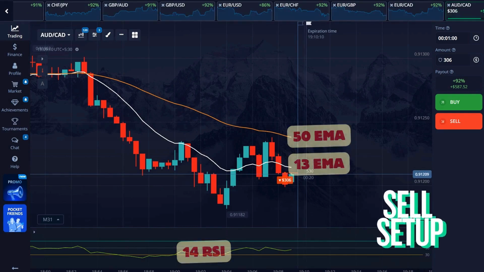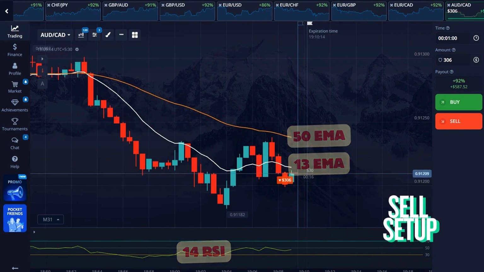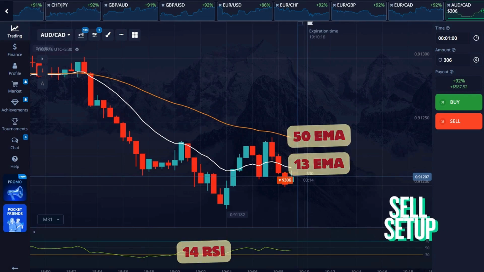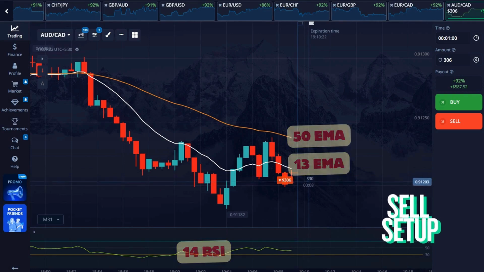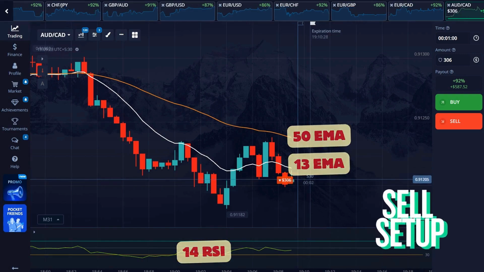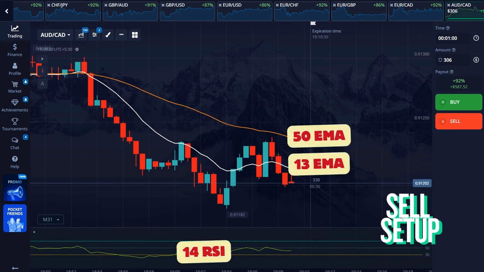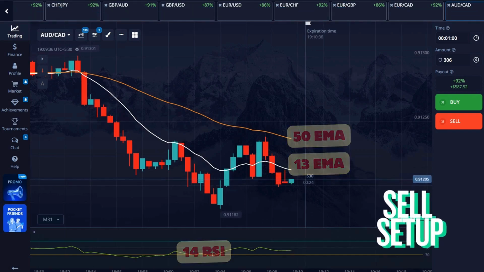Check the RSI indicator. It should be between the middle line during this pullback. This range tells you that the market is only pausing for a short time and not actually reversing. When you see a bearish candle closing below the 13-period EMA, enter a sell trade at the close of that candle. Pro tip: choose setups where the 13 EMA and 50 EMA are far apart, because that distance means the trend is strong and healthy, not weak or sideways.